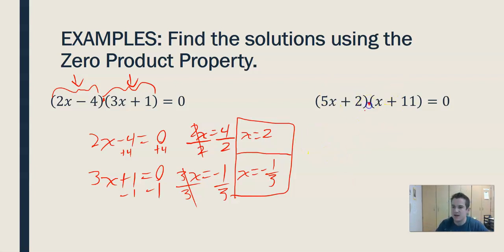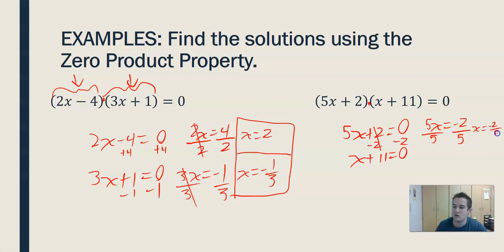How about this one? If both of these multiplied together equal 0, then either 5x plus 2 has to equal 0, or x plus 11 has to be equal to 0. Let's solve for x. I'm going to subtract 2 on both sides, and then I'll have 5x equals negative 2. I'm going to divide by 5 on both sides, and I'm going to have x equals negative 2/5. So that's one of my answers. That's one of my zeros. One of my solutions is x equals negative 2/5.